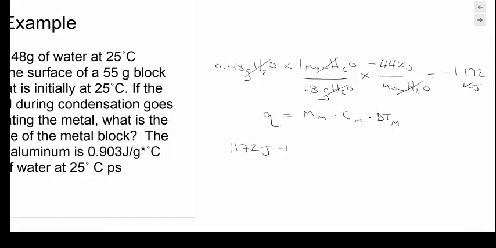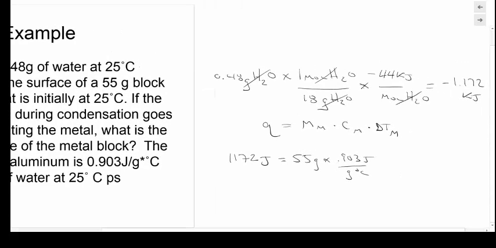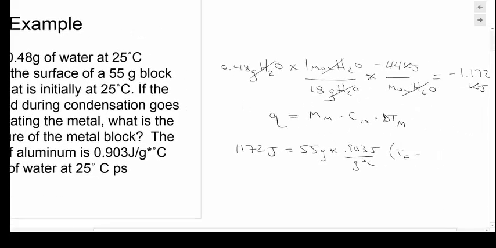We want to calculate the final temperature of the metal block. So we know the mass of the metal block is 55 grams. We also know that the specific heat of the metal is given as 0.903 joules per gram degree C. And this is going to be multiplied by delta T. That's T final minus T initial. And T initial is 25 degrees C.